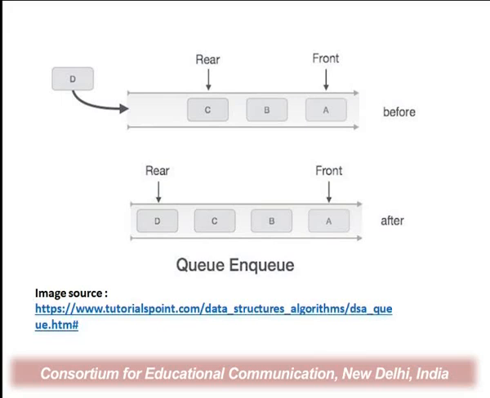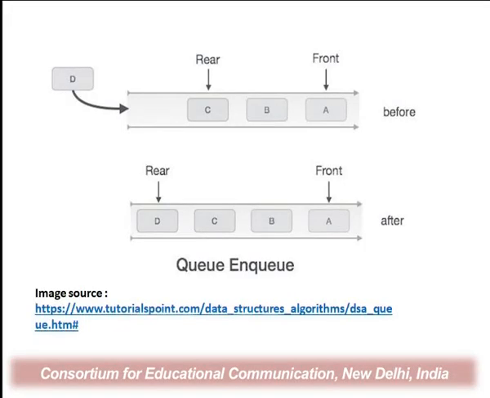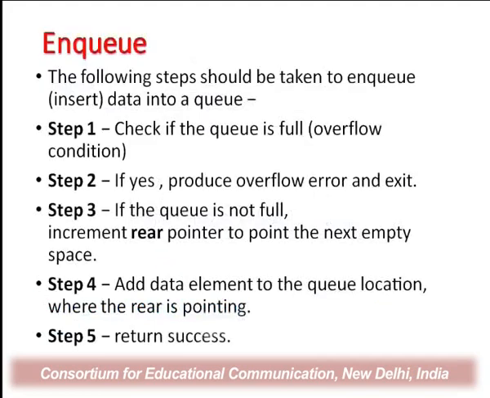So, you can see here in this picture, if we are going to say NQ, it is having one element. The situation before NQing is it is having elements A, B, C, and then we need to NQ the element D. So, the rear pointer is incremented and D is inserted into the array, while front is kept as it is, because we are NQing the elements. So, we will be working with the rear pointer, as I have already told you.